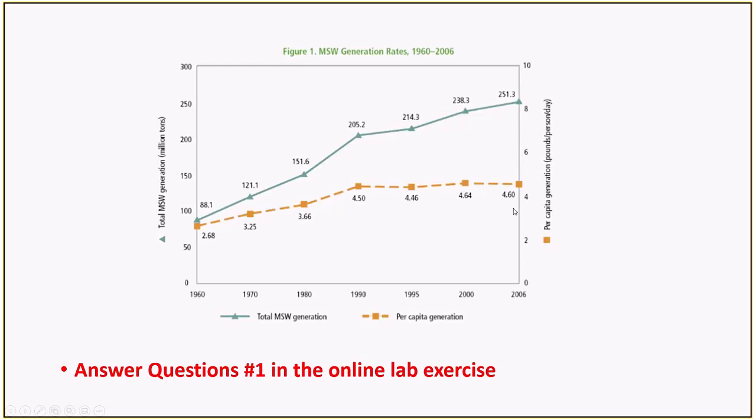Looking at this first image, it shows municipal solid waste generation rates. One of them is the total produced in the United States, in millions of tons. As you can see here, as of 2006, we are at 251.3 million tons of municipal solid waste generated in the United States, up from 88.1 in 1960. So it's more than tripled. We also have the amount of waste generated per capita, in pounds per person per day. That's 4.6 pounds of trash generated per person per day in the United States as of 2006. And as you can see, it's leveled off in recent years.